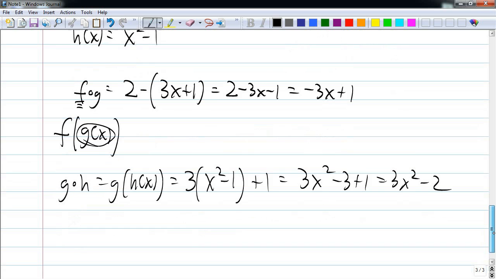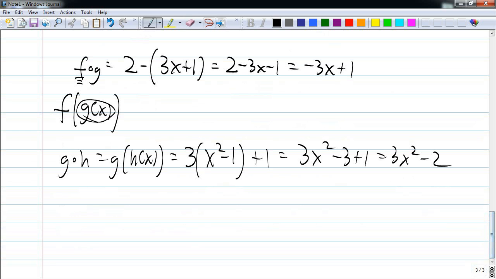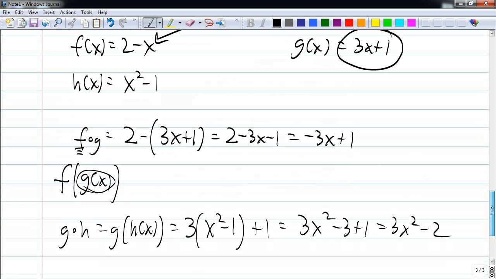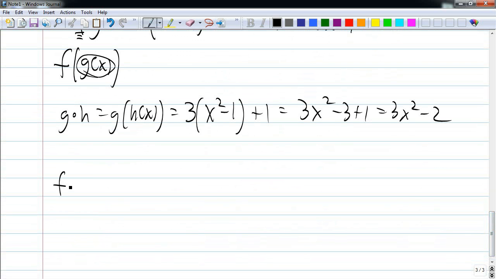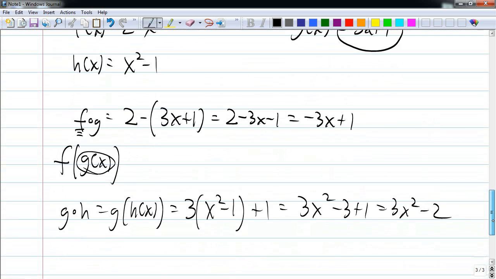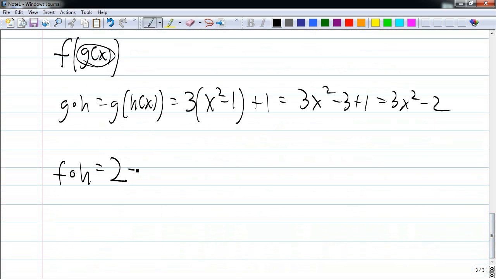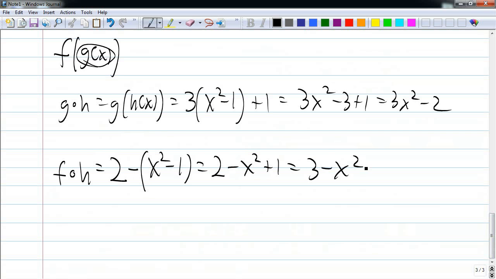Okay? So in composition, I put one function into the other. If I do f composed with h, I write out f, which is 2 minus x, but instead of x, I write h. Okay? Now here's the thing about composition.